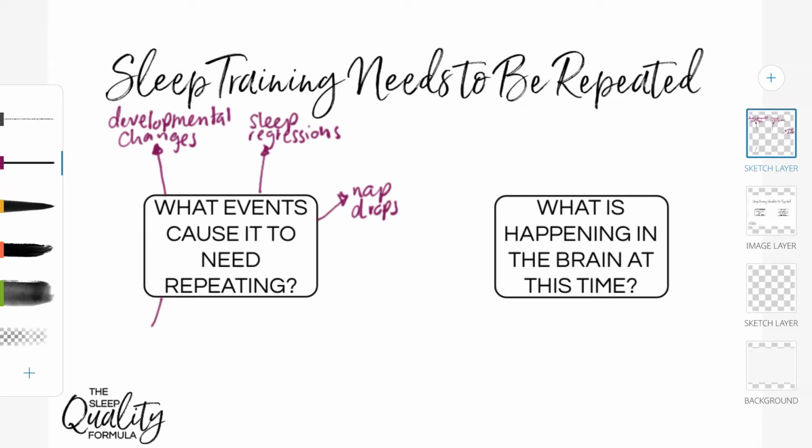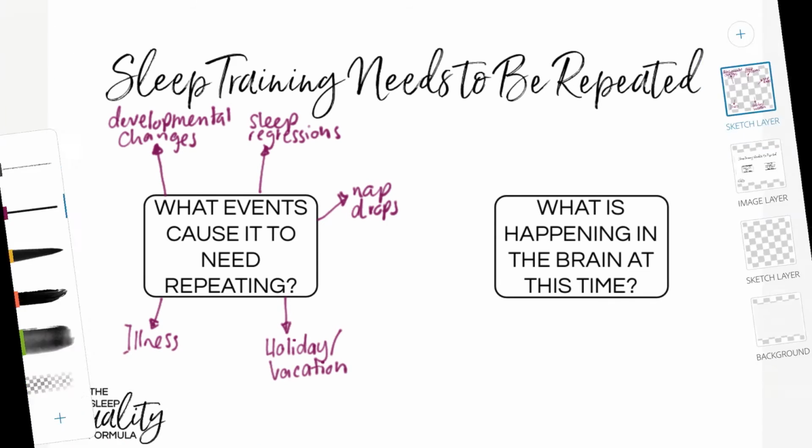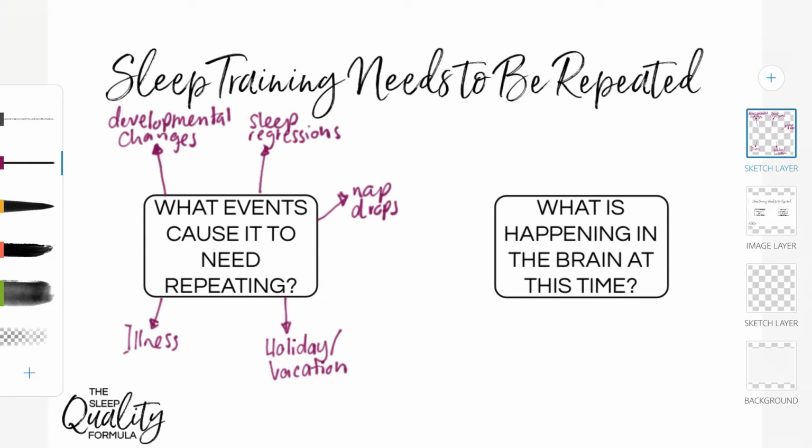Also, other things that can trigger needing to repeat: illness and holiday or vacation, okay? So these are things that would generally trigger the brain to revert back to a version of the old pattern and show that sleep problem, and essentially from there will cause the sleep to fall apart again, okay? So what is happening in the brain at this time?